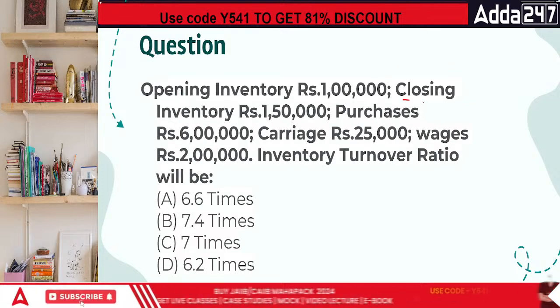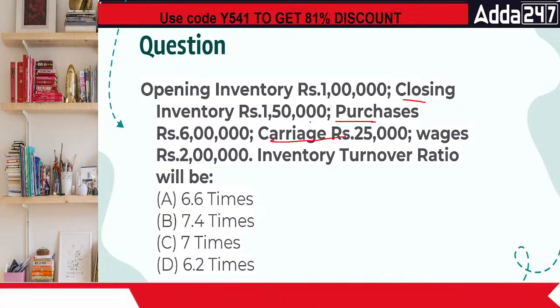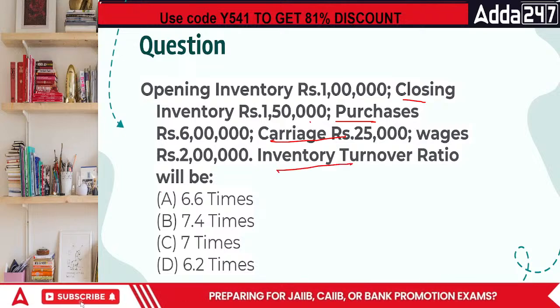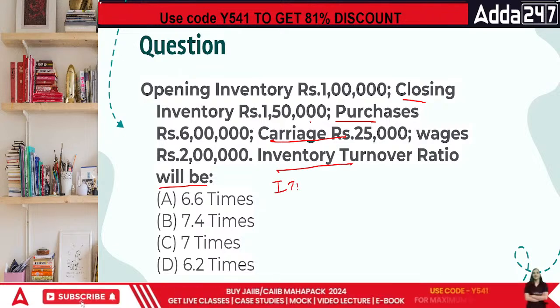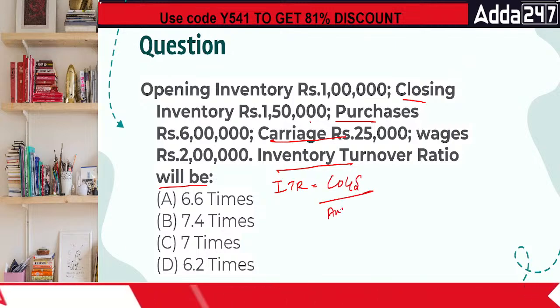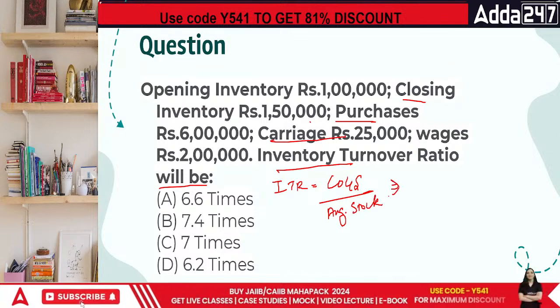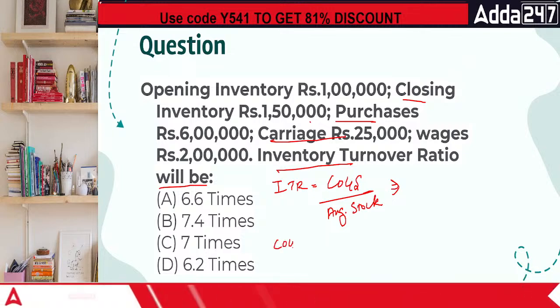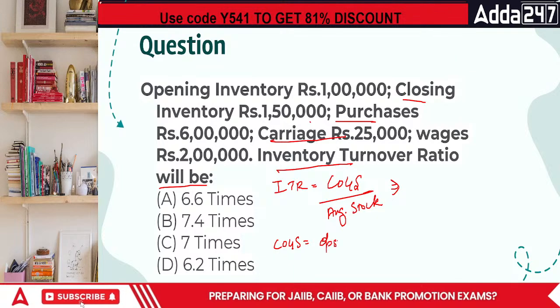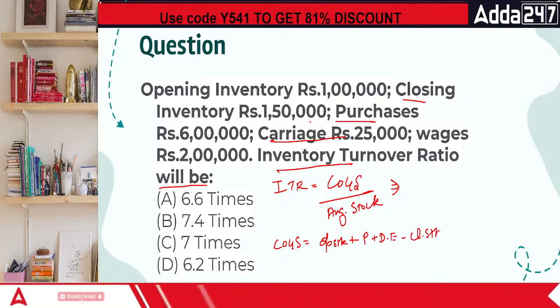Opening inventory is given, everyone. Closing inventory is given. Purchases, carriage, wages, everything is given. Quickly, try it out. Find the inventory turnover ratio. Under inventory turnover ratio, what do we do? COGS upon average stock. COGS: opening stock plus purchase plus direct expenses minus closing stock.